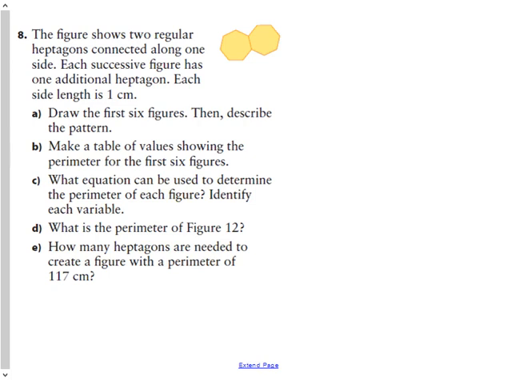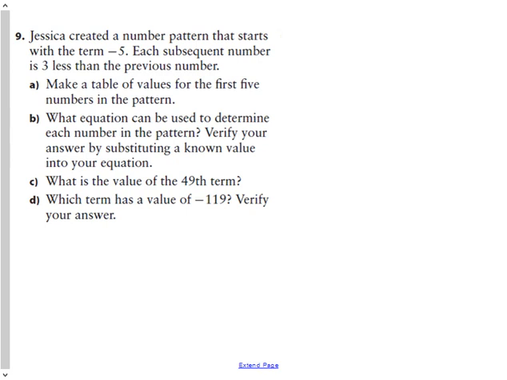Question 8 says the figure shows 2 regular heptagons. Draw the first 6 figures. Well, we said we didn't have to do that. Okay, we can kind of skip that. Actually, you know what? We're going to skip the whole question. We'll go on to question 9 because it's too hard for me to do and too long. So skip 8, go on to 9.